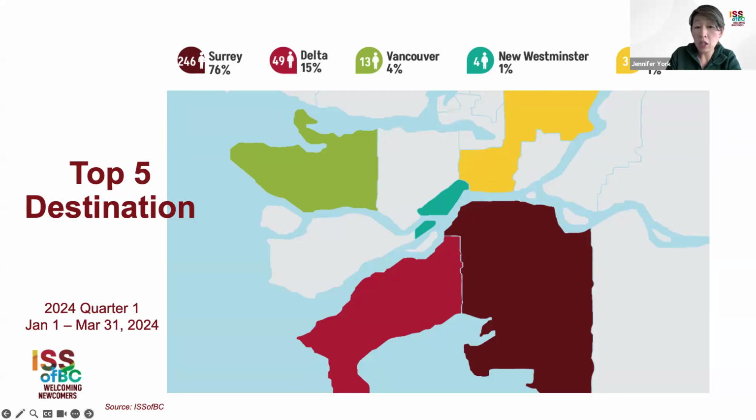And so we're starting to see a shift away from traditional places where people are moving, Vancouver, New Westminster, Burnaby, and Coquitlam, and starting to see that they're moving more towards the Fraser Valley. And that's something to be aware of: where people are moving and what services are available, both settlement and other services such as schools, community centers, and other supports out in the community.